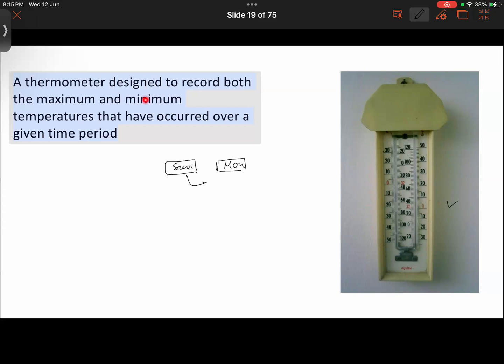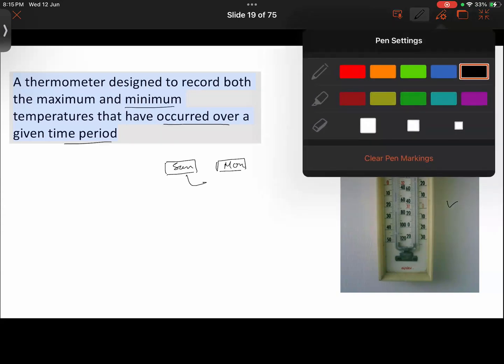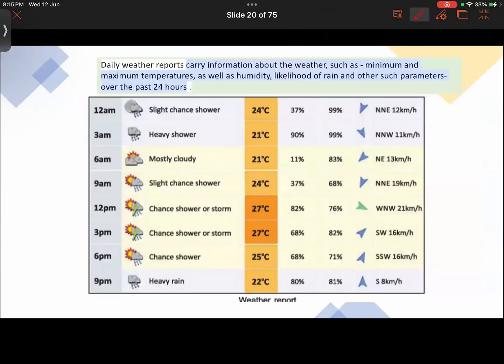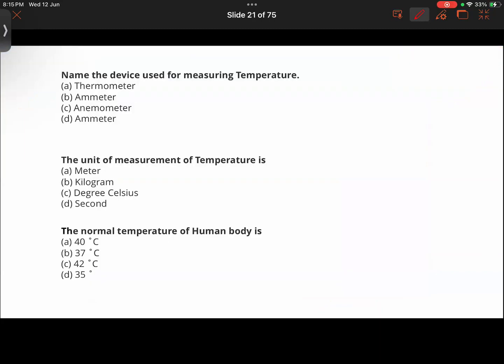So it is designed to record both the maximum and minimum temperature that have occurred over a given time period. Nowadays, you have more advanced versions of the maximum and minimum thermometer in the market. Hope that is clear to everyone. So we learned about 3 types of thermometers. Now let us do some questions on different types of thermometers.